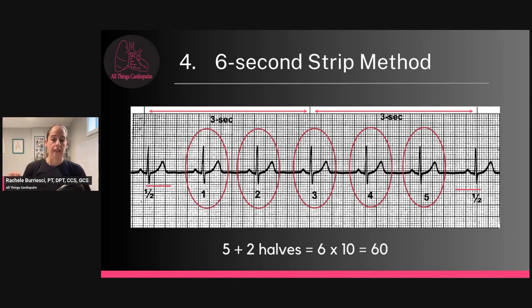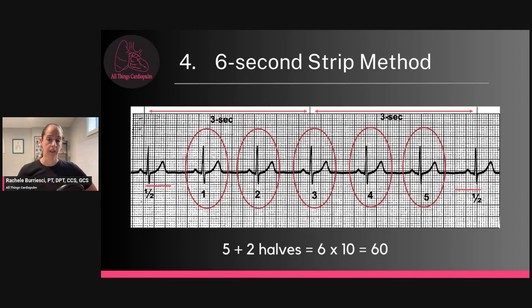Okay, now I need to count my R complexes. Now this can be tricky because if you're looking at the screen, what you're going to see is the first QRS complex, or the first ECG complex, including P wave and T wave, isn't to the right of the tick mark. So we're going to call the first complex a half.